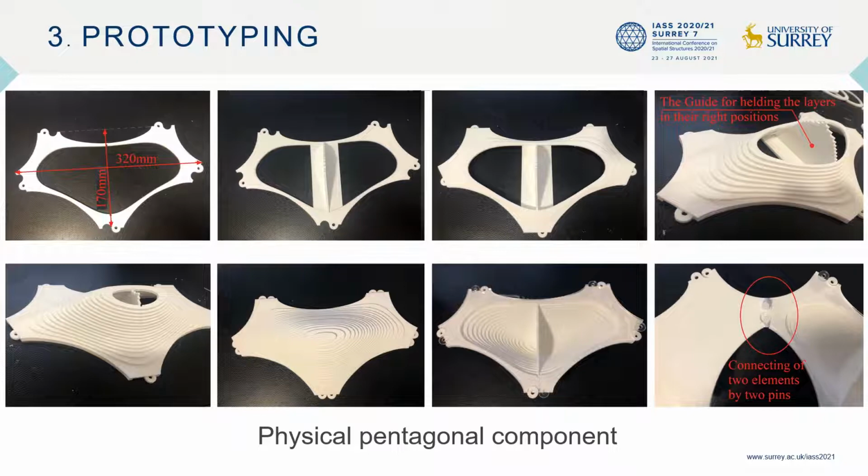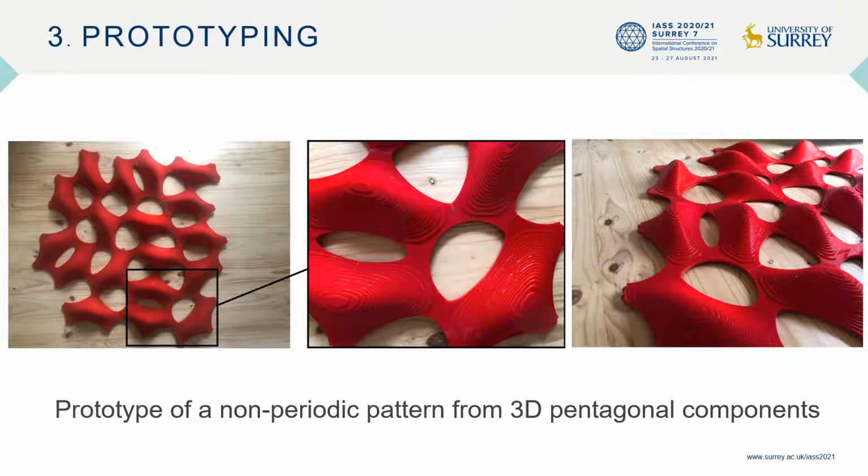In this study, we have also manufactured a physical pentagonal component with the size of 320 mm by 170 mm using 22 layers of acrylic sheets and produced elements in hollow 3D forms. We have assembled a physical prototype using 18 identical 3D components as shown in this figure and built a non-periodic pattern to demonstrate its beauty and verify the manufacturing method.